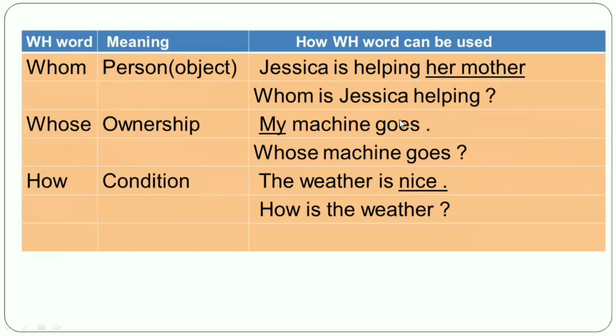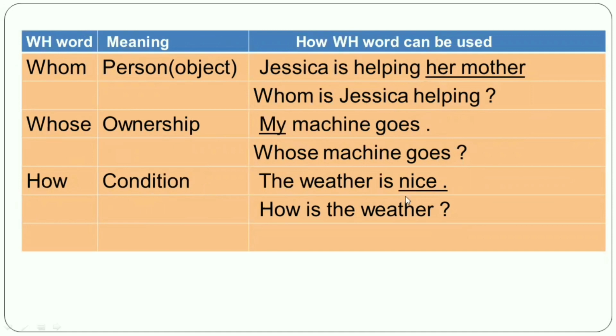And next, my machine goes. My dear student, the underlined word is possessive case. I have said if the underlined word indicates possessive case, then the WH word will be whose. So write here whose, and as it is in the subject, all words will be written. So write here whose machine goes, and at last you will write the question marks.